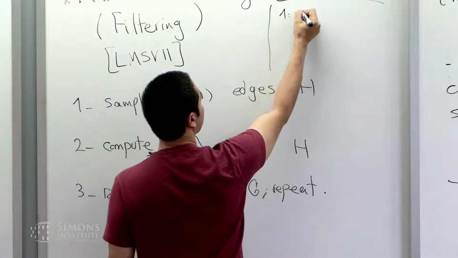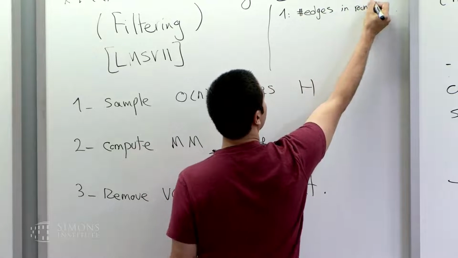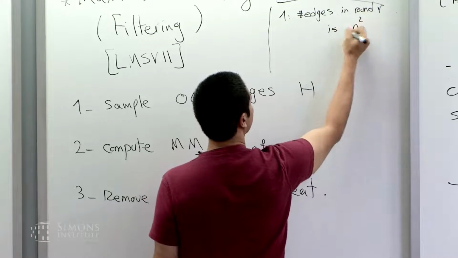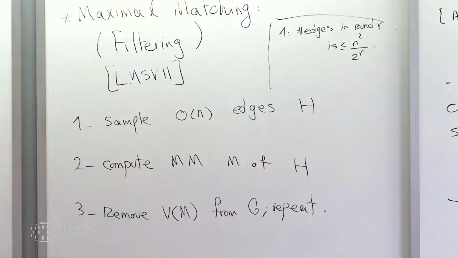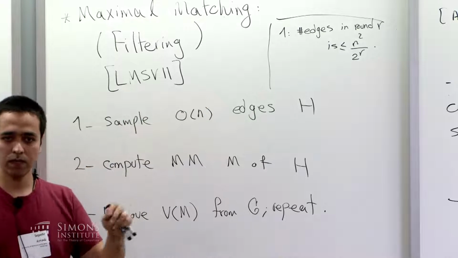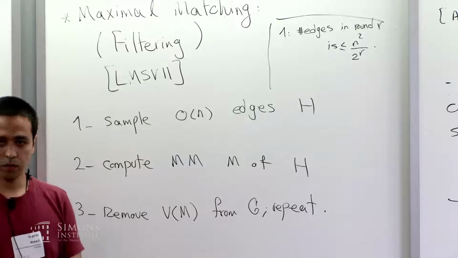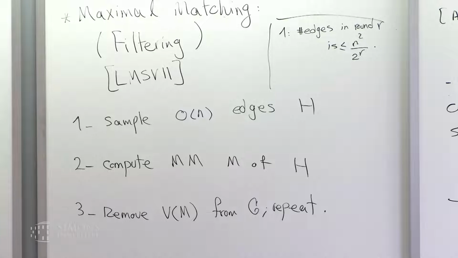One, the number of edges in round r. You can prove that in each round, at least half of the edges of the graph are being removed. It cannot be that, if you are sampling order n edges and you start with a graph that has n squared edges, after you do this operation and you remove the matched vertices, you have too many edges left. The intuition is that if you have too many edges left, none of those edges should have been sampled. And if you have so many edges, why didn't you sample them?